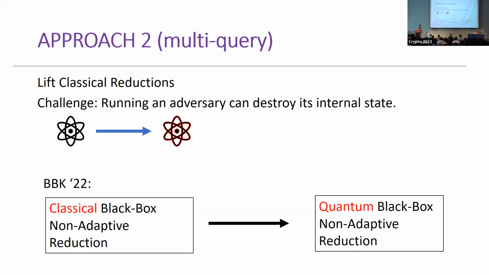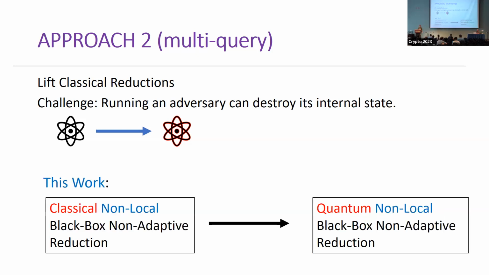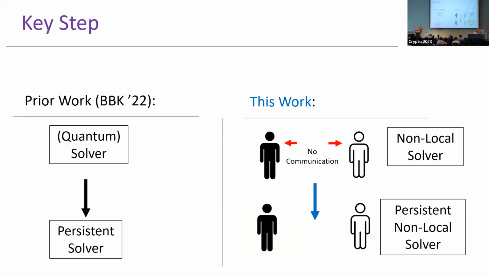So prior work by Vitanyi et al. overcomes this issue by lifting classical black box non-adaptive reductions to the quantum setting. And in this work, we generalize their lifting theorem to the non-local setting. Now, the key step in their proof is to take a quantum solver and make it persistent, meaning it can solve multiple instances of the same problem.